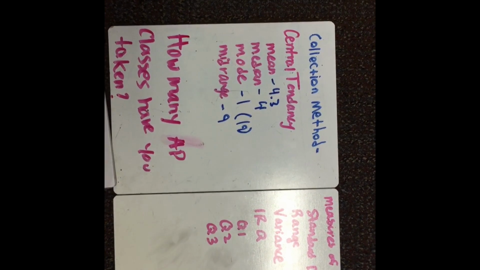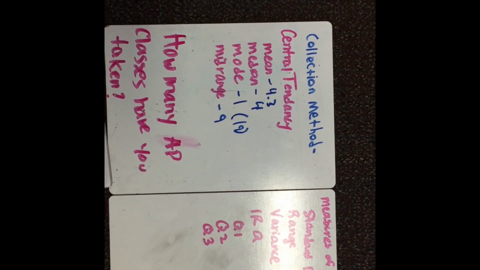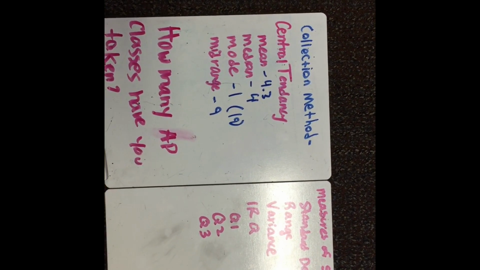And the way that you figure out the mid-range is you take the highest value and the lowest value, you add them, and then divide it by 2.